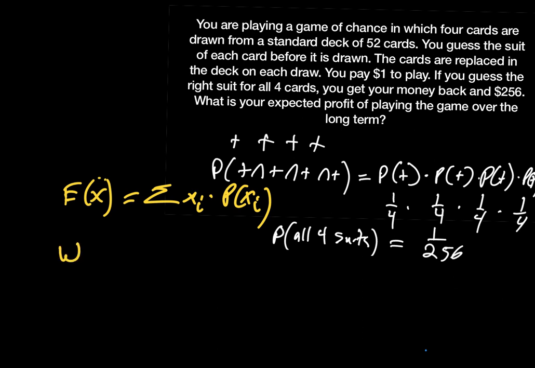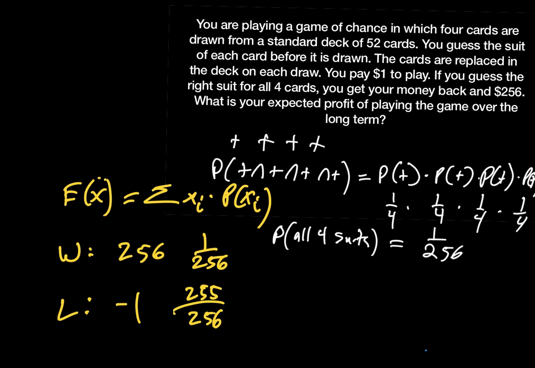If I win, how much do I earn? $256. So that's my x. If I lose, how much do I lose? $1. But I'm going to write it as -1 because you lost it. You've got to have positives and negatives when you play this kind of game. What's the probability that I win? 1 out of 256. What is the probability that I lose? 255 out of 256.